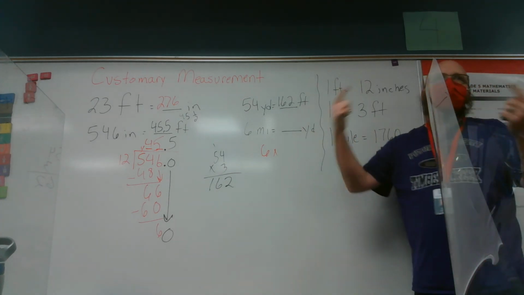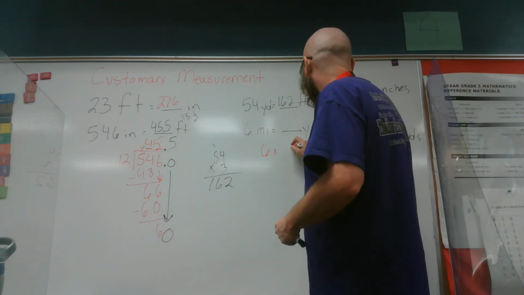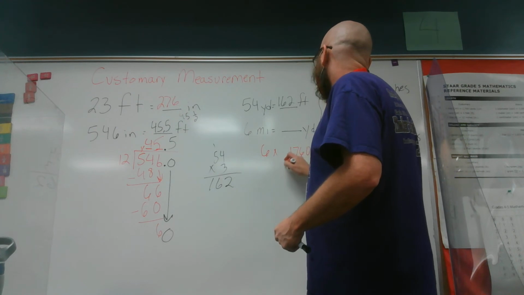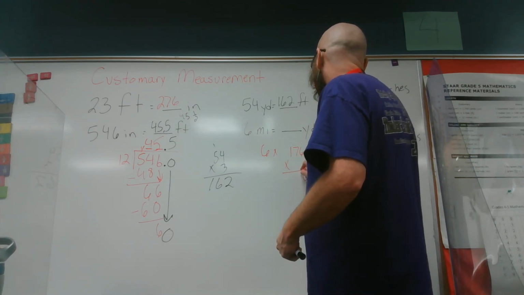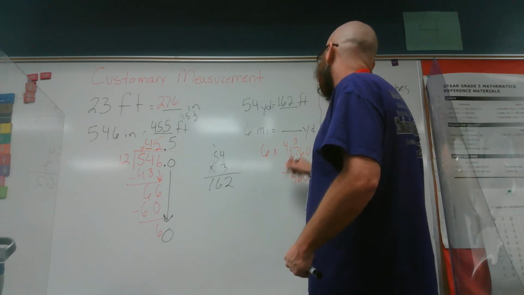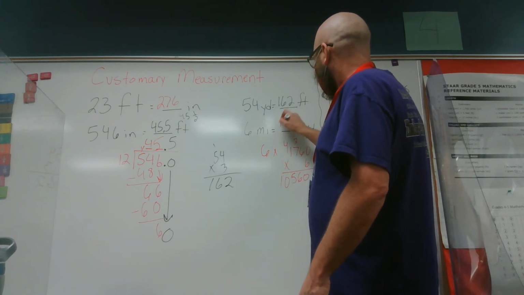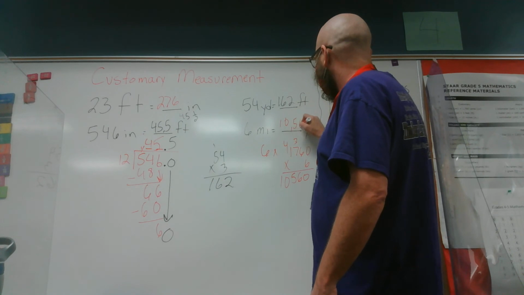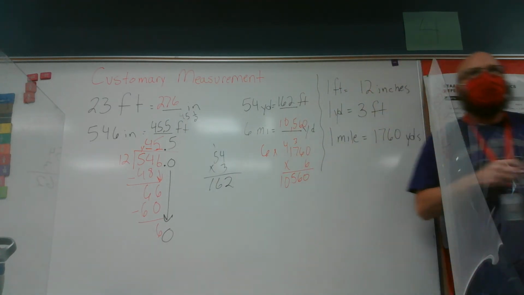So 6 miles equals whatever. So I can multiply 1,760 times 6. I get 0, 36, 3, 42 plus 3 is 45. 6 plus 4 is 10. And if I did my math right, I should get 10,560 yards.